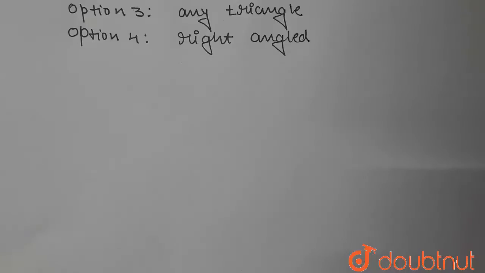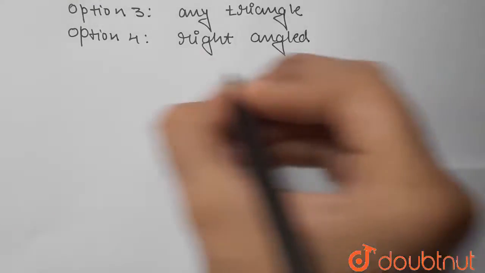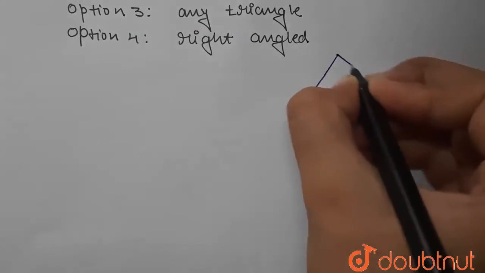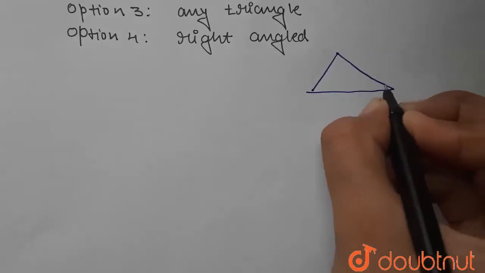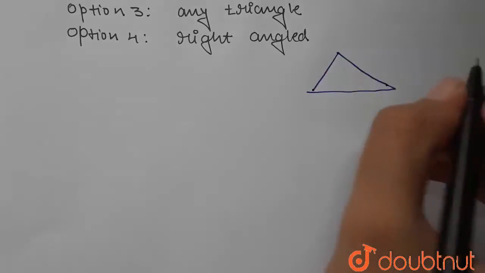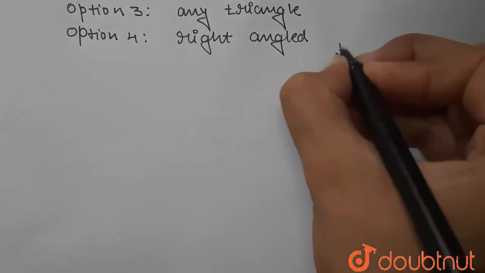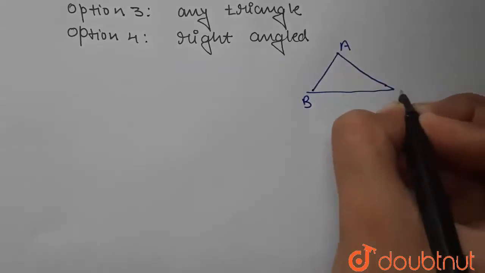So here we have to solve the determinant and tell whether the triangle ABC is right angle, isosceles, or any triangle or equilateral triangle. Okay, so this is A, B and C.